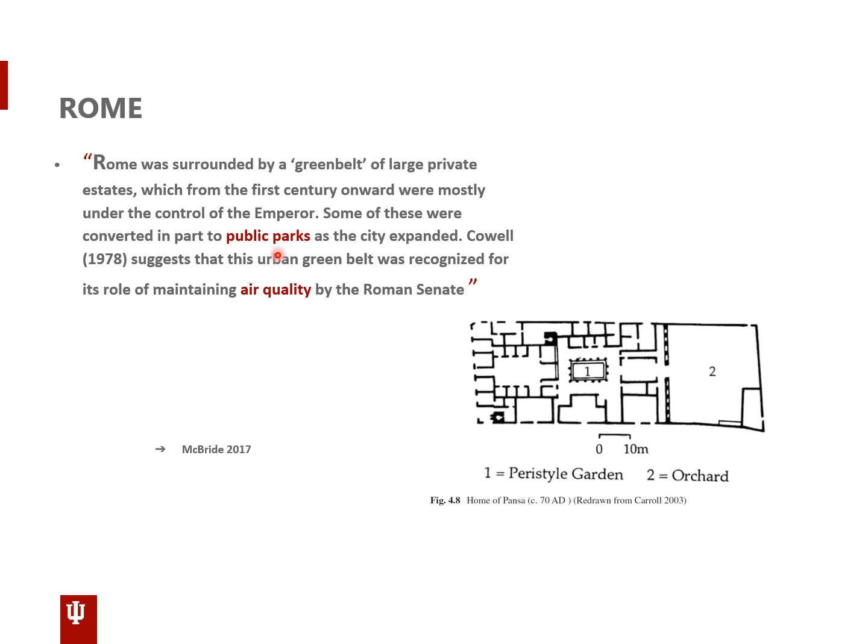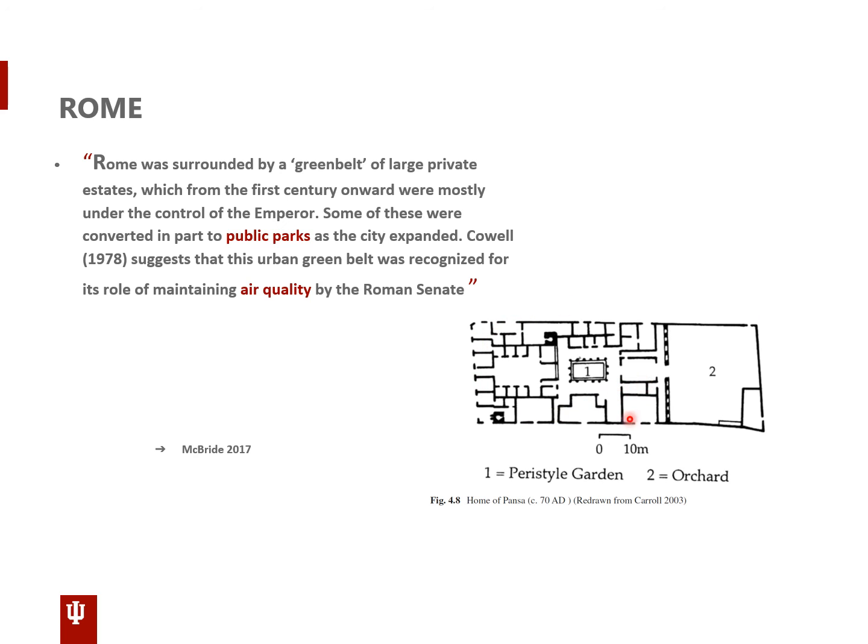Now, what's interesting though is that they did actually recognize that having those green belts around the city improved the air quality of Rome, and there are actually references to this from records of the Roman Senate. They were aware that it was an improvement, and I think that played a role in how they did or did not develop some of those greenbelt areas as Rome expanded. So that's kind of interesting.